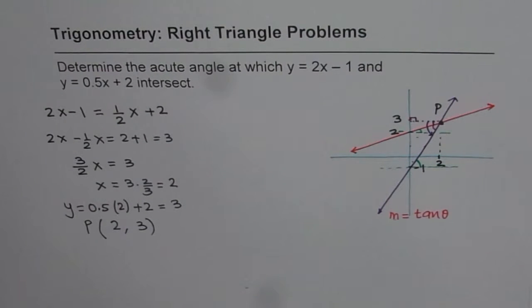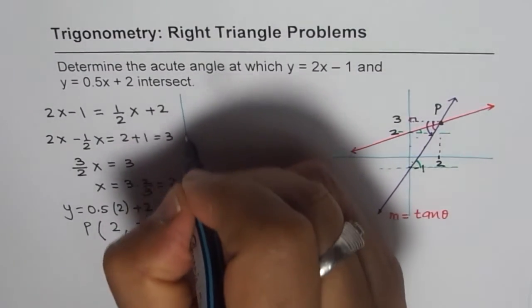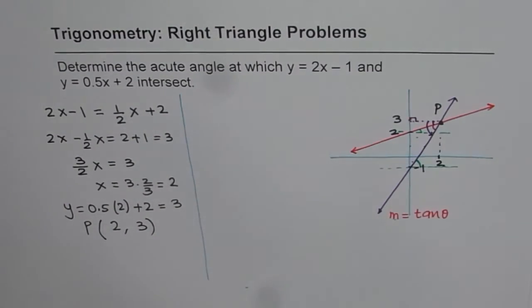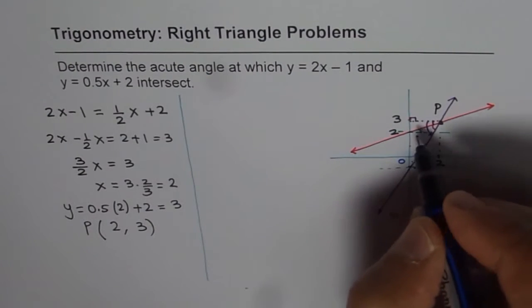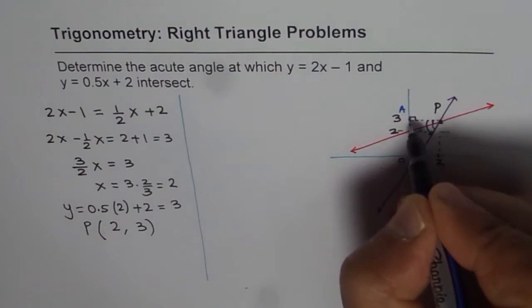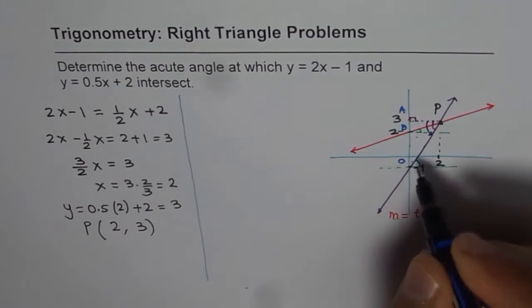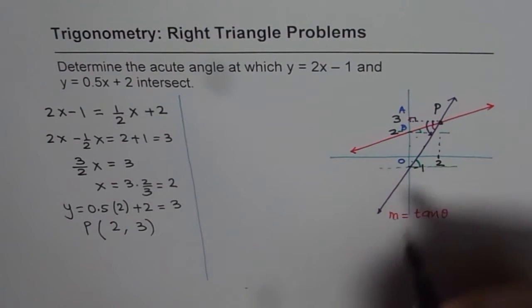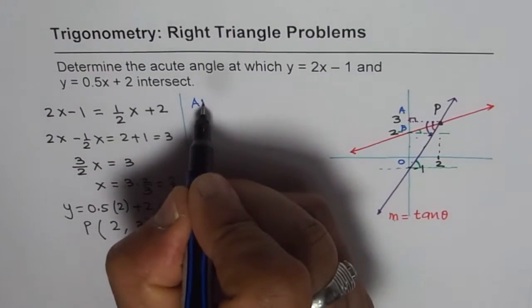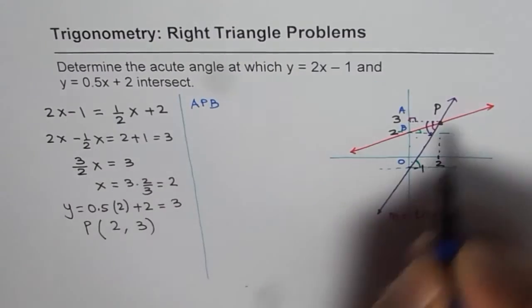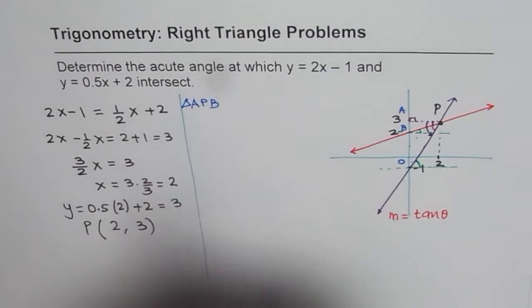Now, once we know point P, we can see there are two triangles here, correct? So let's solve for each triangle and find the answer. First, let me say this is O, and let's say A for the outer side, B, right? And we have a point P here, correct? So we are considering the triangle APB.